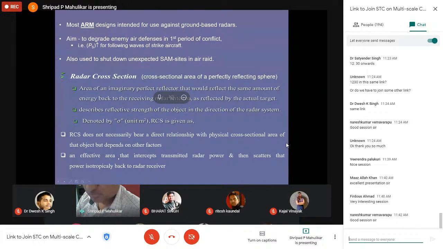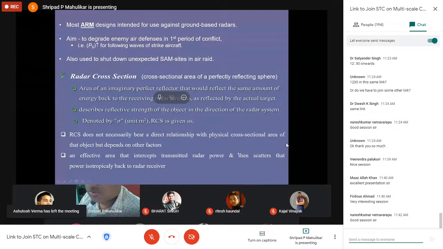So it is an effective area of the target that intercepts the transmitted radar power and then scatters that power isotropically back to the radar receiver. This is how the radar cross-section is to be interpreted. And this interpretation will actually tell what the techniques for radar cross-section reduction are.